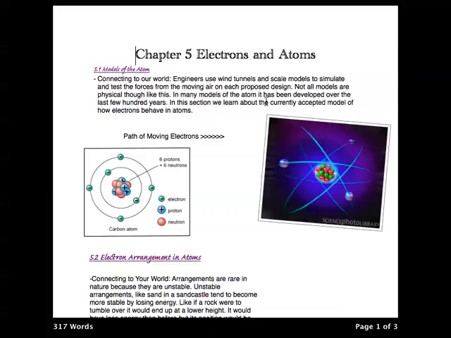So like this picture right here to the right, it shows the path of all moving electrons. And then the picture on the left just shows the rings and where the protons and neutrons are, which is in the center. And then there's two rings around it, which shows the electrons and the positives and negatives of the carbon atom. So that helped me understand how that works more.